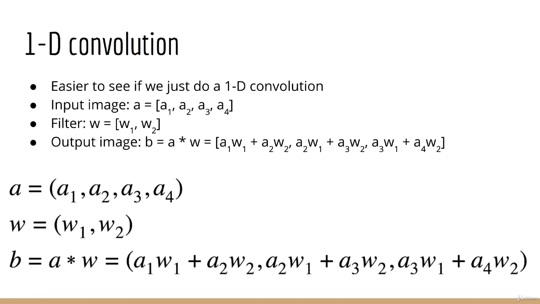Let's do an example. This is easier to see if we only do a one-dimensional convolution, so let's first go over how that would work. This should be easy since two-dimensional convolution is just a generalization of this. So let's start with a one-dimensional image, A equals A1, A2, A3, A4. We also have a filter, W equals W1, W2. Then the convolution output will be B, which is A convolved with W, and the elements are A1 times W1 plus A2 times W2, A2 times W1 plus A3 times W2, and A3 times W1 plus A4 times W2.